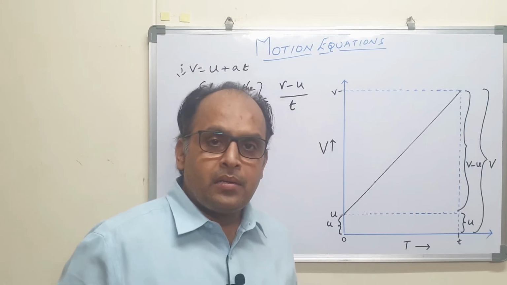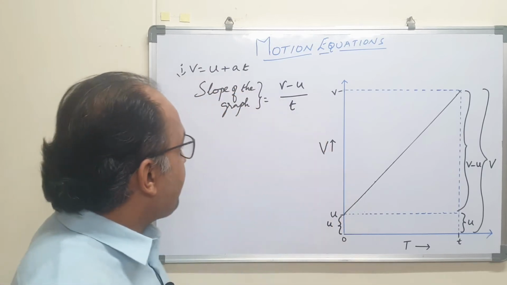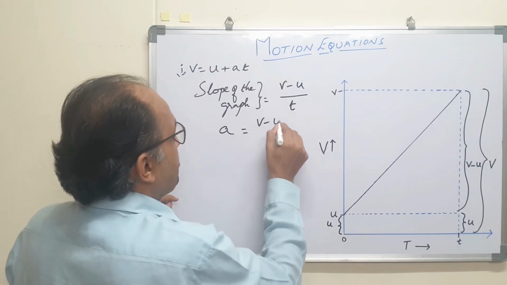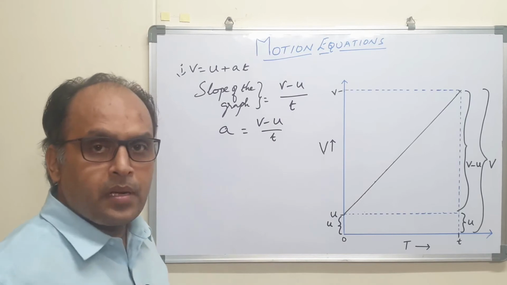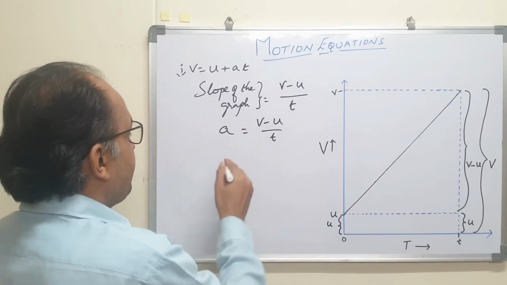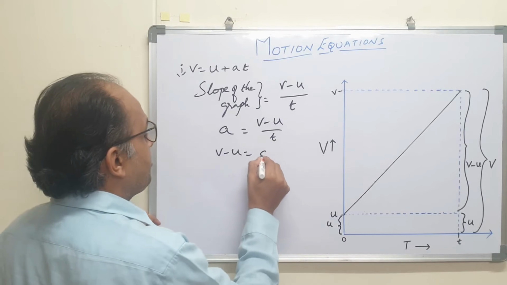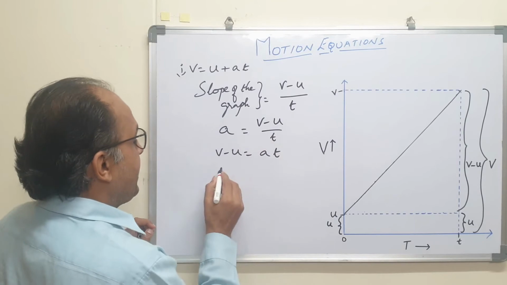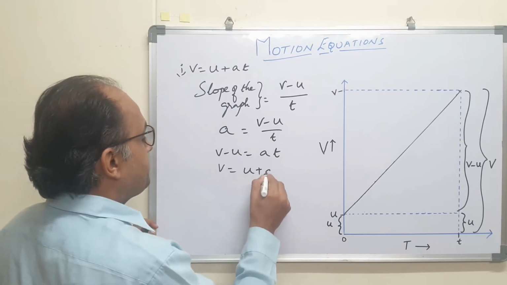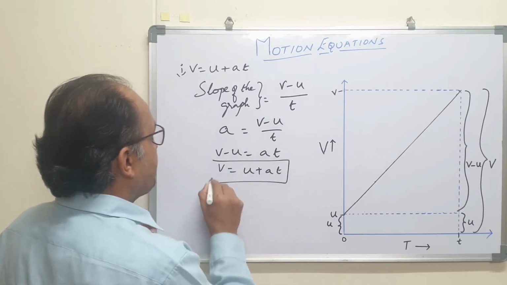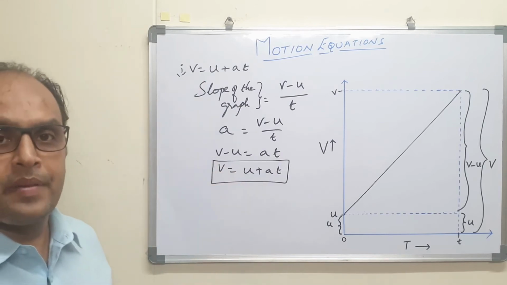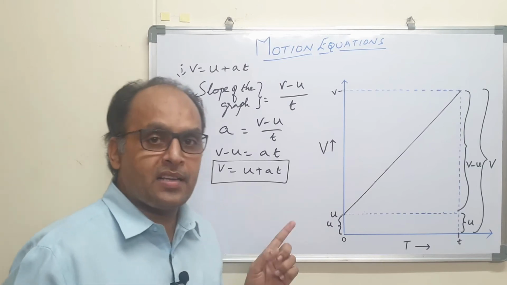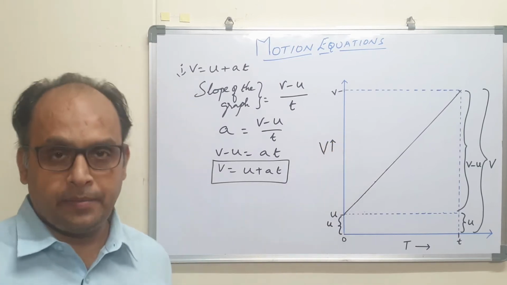Okay, and we know the slope of the velocity-time graph is nothing but acceleration, so a is equal to v minus u by t. Now do the cross multiplication. We will get v minus u is equal to a times t. So if we send the minus u to that side, this is the first motion equation: v is equal to u plus at. So that's how we can obtain the first motion equation graphically, right?